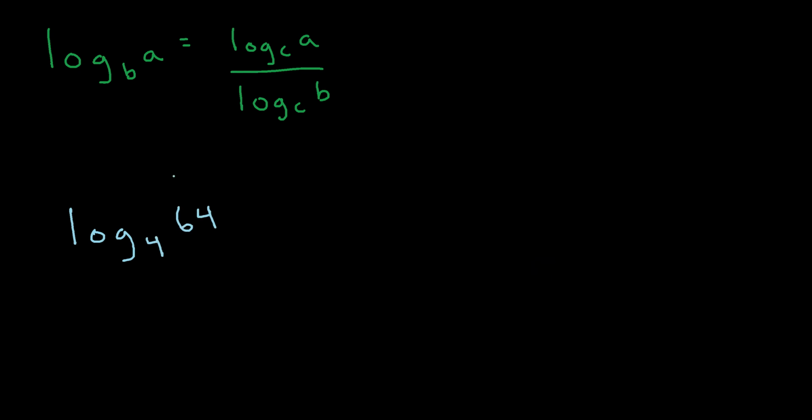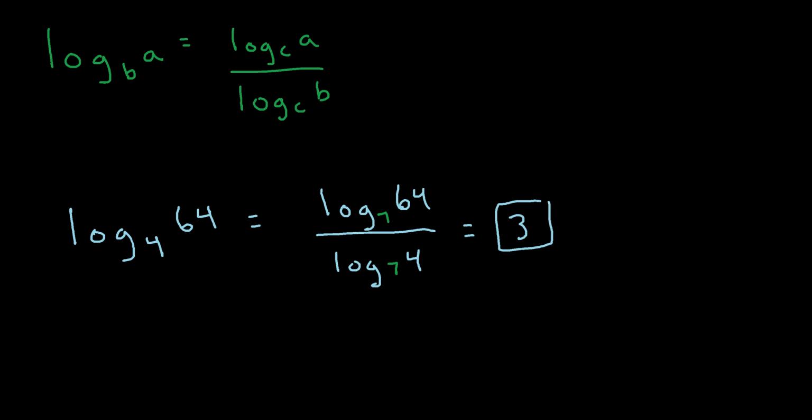Let's try one more. Let's say we have the log base 4 of 64. How could we rewrite that using our change of base formula? Well, we would just write log base something of 64, log base something of 4, and that something can be whatever we'd like, so it could be a 7 if we want, or a 10, or any number that we would like. And if we punch that into a calculator, we will find that the answer of log base 7 of 64 divided by log base 7 of 4 is 3. So that is how we can use the change of base formula to evaluate logarithms.